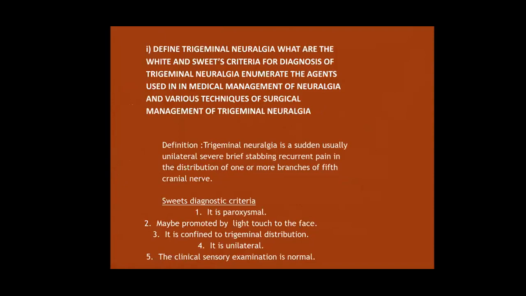Next question. Define trigeminal neuralgia. What are the White's and Sweet's criteria for diagnosis of trigeminal neuralgia? Enumerate the agents used in medical management of neuralgia and various techniques of surgical management of trigeminal neuralgia. So the definition is, trigeminal neuralgia is a sudden, usually unilateral, severe, brief, stabbing, recurrent pain in the distribution of one or more branches of the fifth cranial nerve.